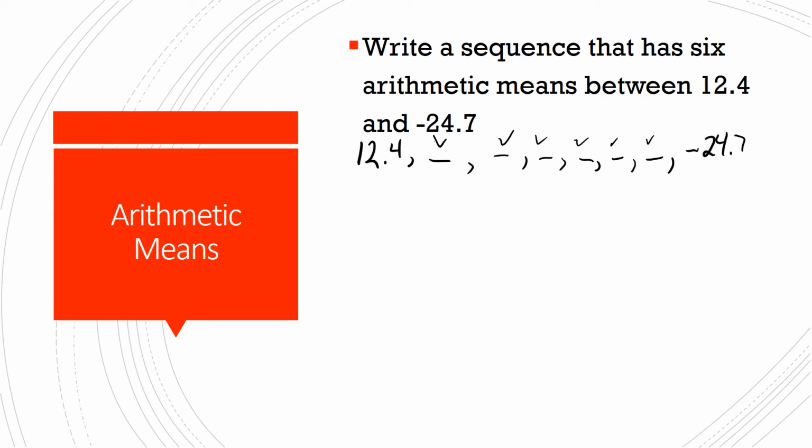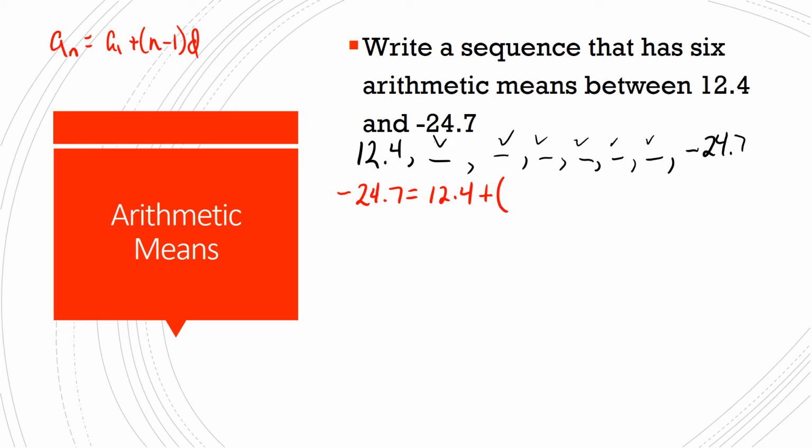Now, I also don't know a common difference. So I want to start with my explicit formula: A_N equals A_1 plus N minus 1 times D. And first step is I'm going to find the common difference. Well, my A_N is my last number in the sequence. That's negative 24.7. And that equals, and A_1 is 12.4, the first number in this sequence, plus, and then I've got N minus 1.